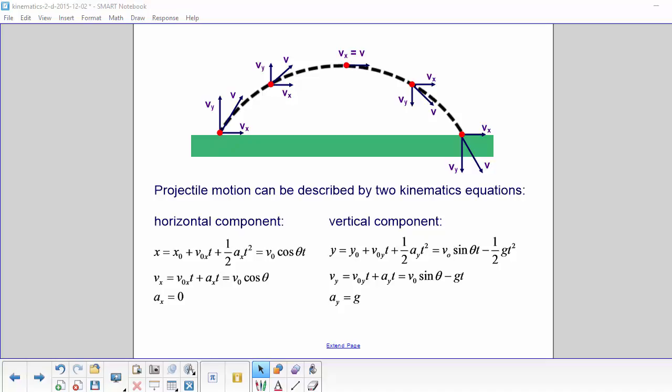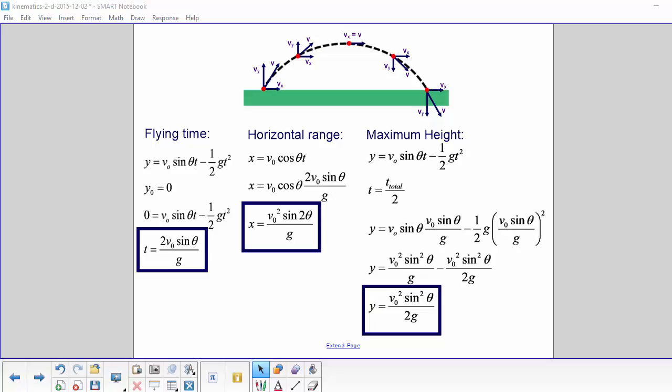For the vertical component, we would use y equals y naught plus v naught y t plus 1/2 a t squared. v naught y is v naught sine theta, and a is negative g, negative 9.8. v y is described with v naught y plus a t. Again, v naught y is v naught sine theta, and of course a is negative g. It is often helpful to have equations for flying time, horizontal range, and maximum height.